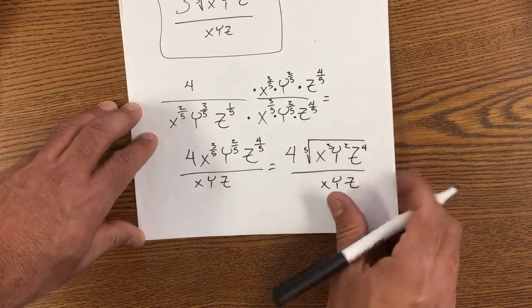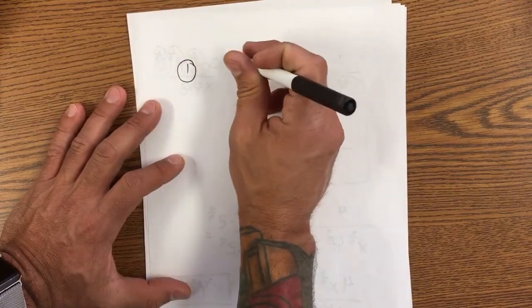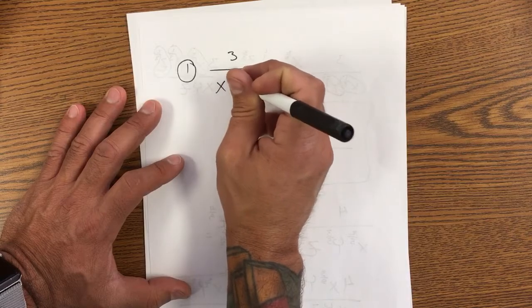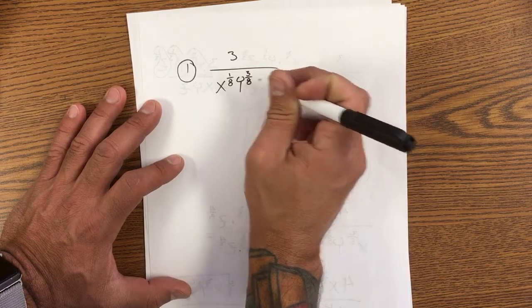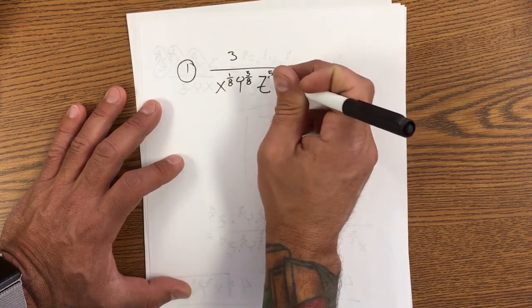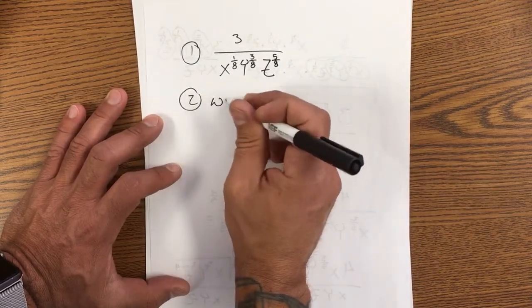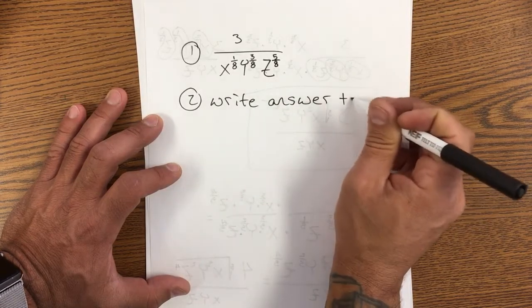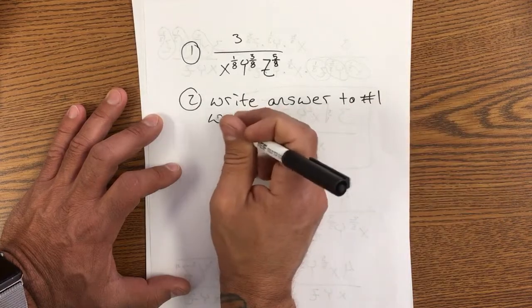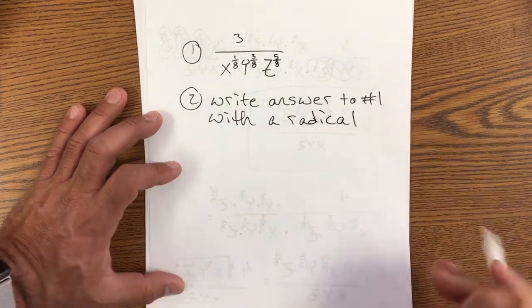And that's it. So, problems that you're going to turn in. I want you to do these problems right here. So I want you to do number 1, 3 over x to the 1/8, y to the 3/8, z to the 5/8. Number 2, write your answer to number 1 with a radical. And that's it.